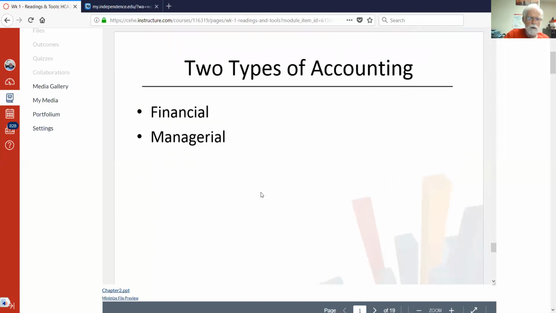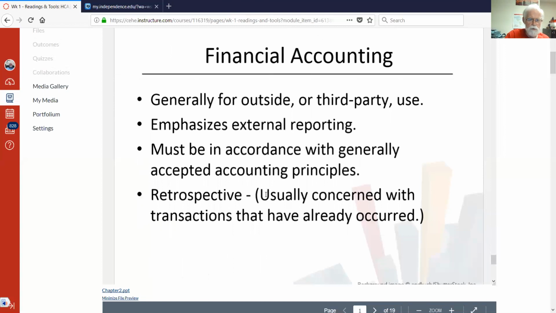Financial and managerial accounting, you've studied both of those. Financial accounting is generally aimed at the external reporting that's required. If you're a for-profit company, for instance, you have to file quarterly reports and annual reports. If you are a publicly traded company, you have to file a lot of stuff with the Securities Exchange Commission. And so the financial accounting is for that external reporting.